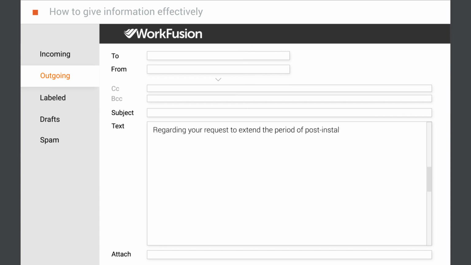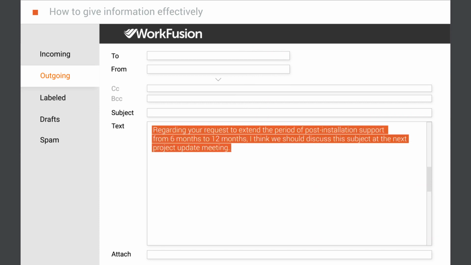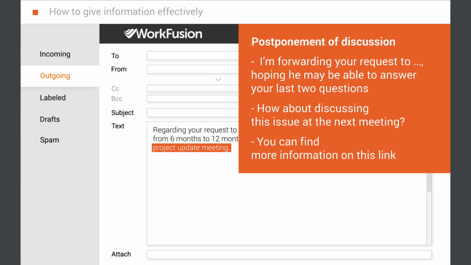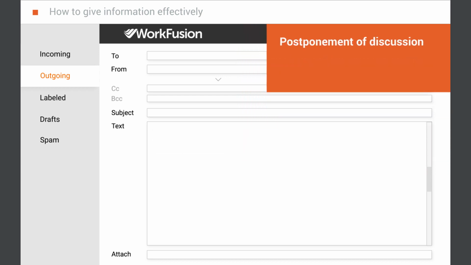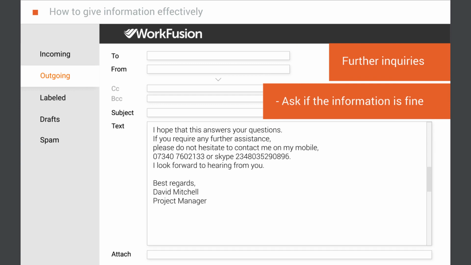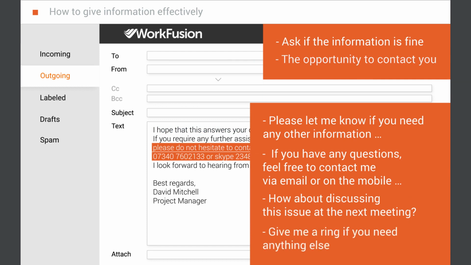The last piece of information deals with a request to extend the support period. Since the writer cannot provide the response at once, a suggestion is made to discuss the issue later at the meeting. And lastly, you ask if the information you have written is fine and offer the requester the opportunity to contact you.